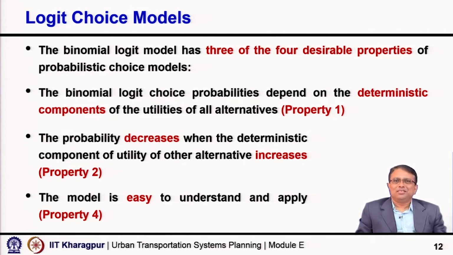The third is not satisfied. It should be able to take any number of alternatives, but it can take only 2 alternatives, so the third property is not satisfied, but the fourth property is satisfied. I am sure, if I could explain correctly, it is not difficult to understand and not difficult to apply either. You can calculate the deterministic component of utility given the utility equation, and apply this simple model as I have shown to get the probability. So properties 1, 2 and 4 are satisfied, property 3 is not, because it can handle only 2 alternatives.